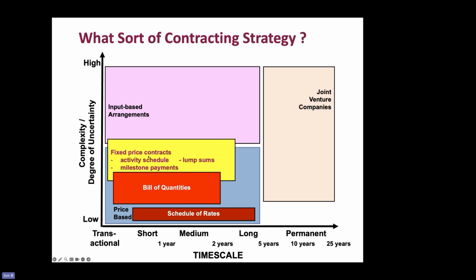If we go up to here, fixed price contracts, NEC has activity schedules. The work in the activity has got to be completed for the contractor to get paid. FIDIC and JCT have lump sums. That's where the contractor is paid a proportion of the work covered by that lump sum.